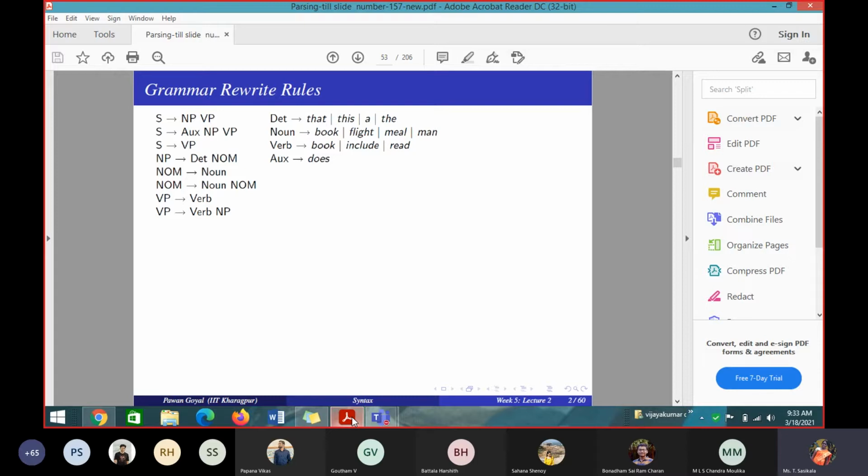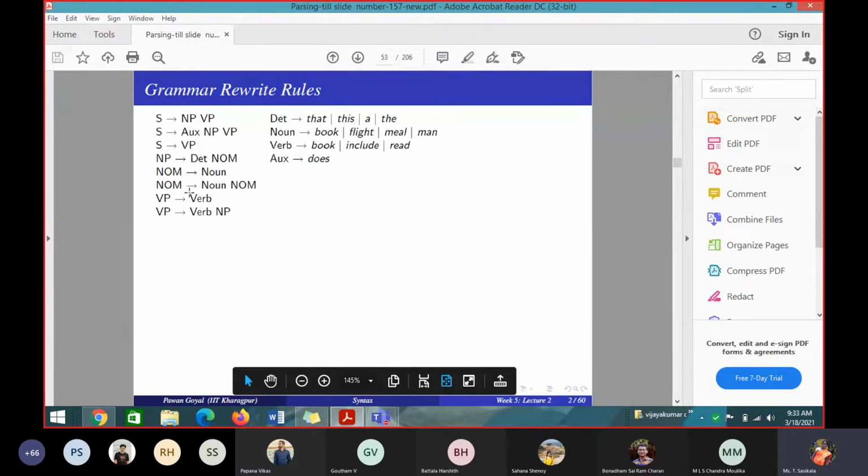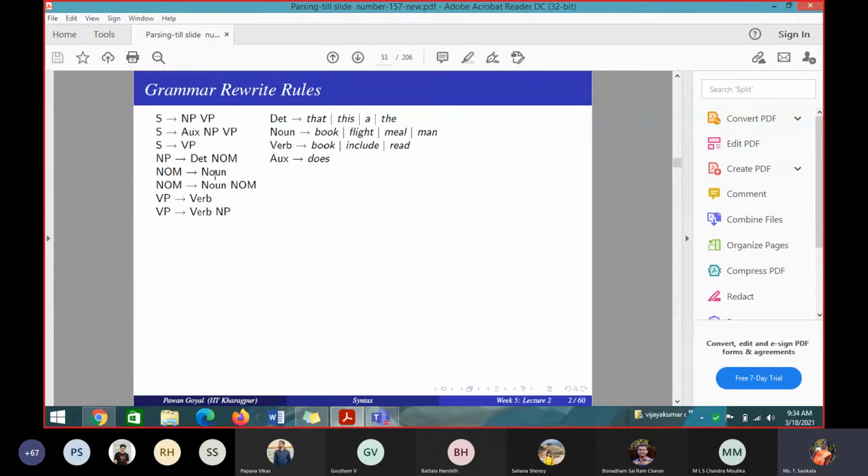So for deriving a sentence we want the grammatical production rules along with the lexicon rules. I have given a set of grammatical rules here and a set of lexicon rules. With the grammatical rules alone I cannot draw a parse tree or derive a sentence. On the other side I have a lexicon, and using this I can derive a sentence.